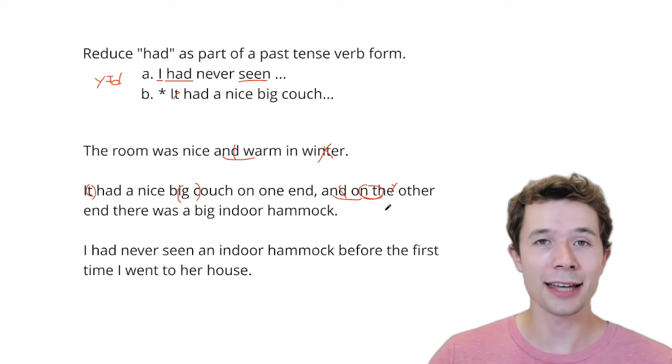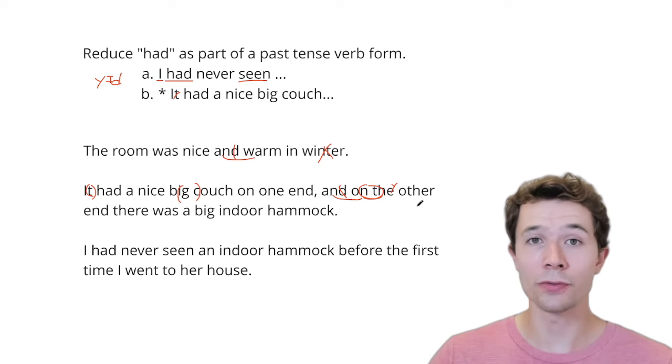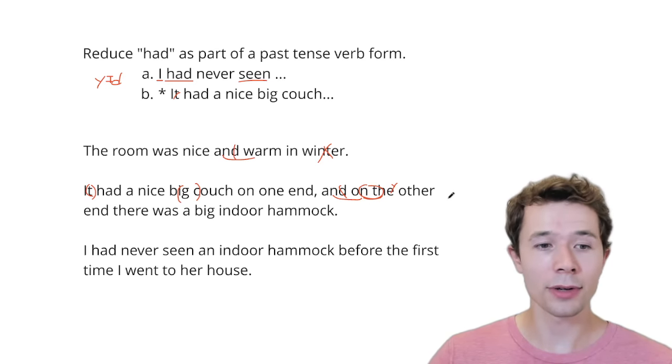this requires us to add a little bit of a y between the two vowels. And on the other end, there was a big indoor hammock. There was a big indoor hammock. I had never seen an indoor hammock before.